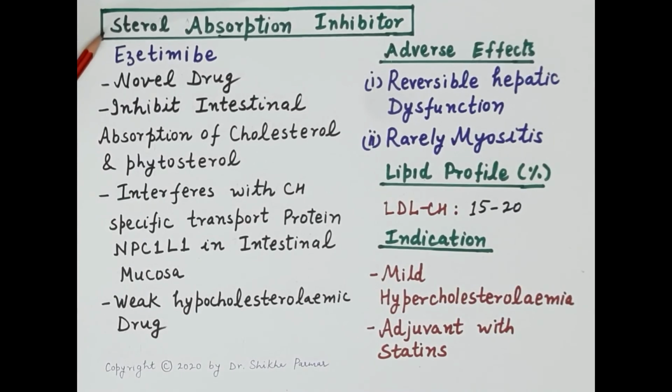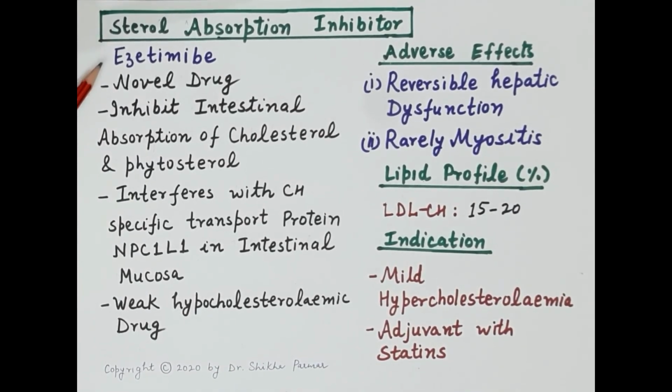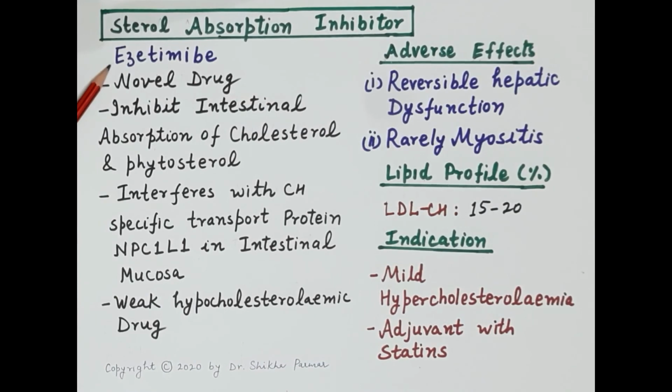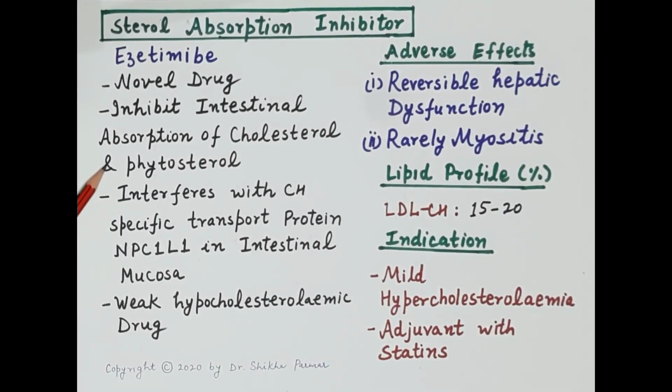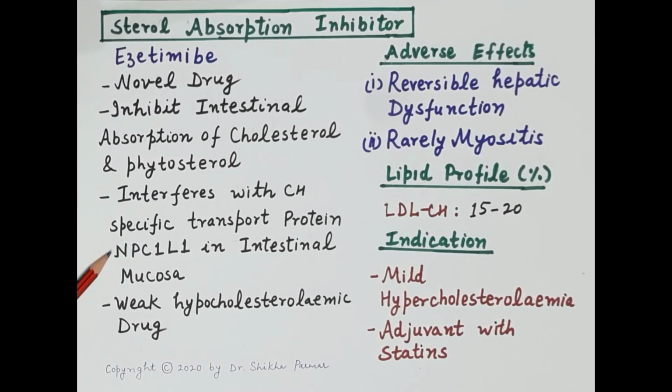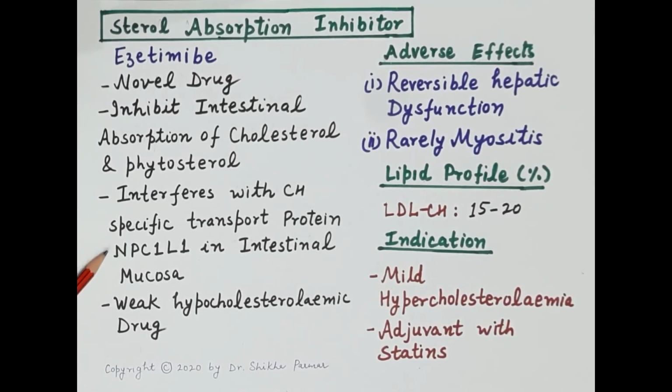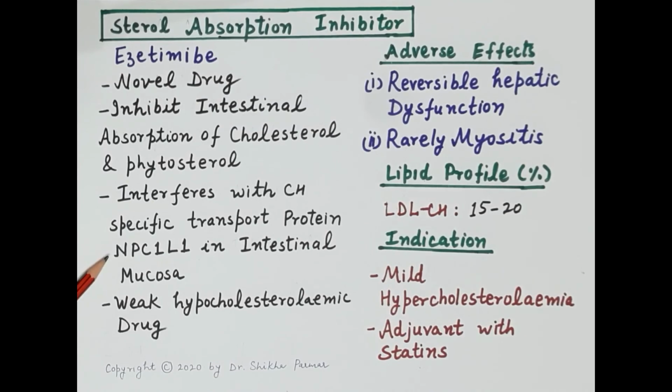Now let's discuss the pharmacology of the sterol absorption inhibitor, that is ezetimibe. This is a novel drug. This drug inhibits intestinal absorption of cholesterol and phytosterol. It reduces absorption of dietary as well as biliary cholesterol. How this drug inhibits absorption of cholesterol is by interfering with the cholesterol specific transport protein, that is NPC1L1, in the intestinal mucosa. So, overall, this drug reduces the absorption of cholesterol, thereby reducing the level of cholesterol or LDL cholesterol in the blood.